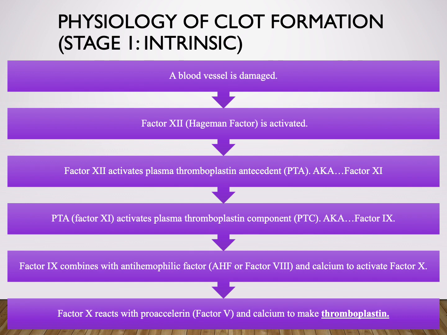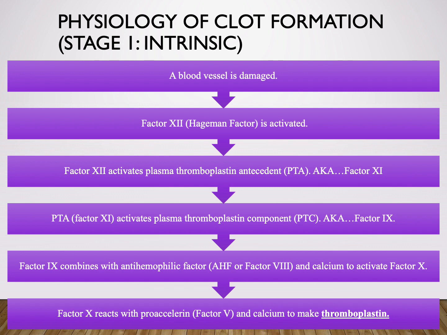And so what is the process? Well, I made a little flow chart here for us to hopefully make it a little bit easier to understand. First, again, we have a damaged blood vessel, all right? The second thing that's going to happen is factor 12, which is also called Hageman factor, is going to be activated. The Hageman factor, or factor 12, is then going to activate thromboplastin antecedent, and that is abbreviated as PTA. It's also called factor 11.